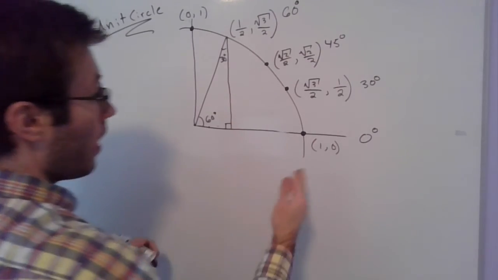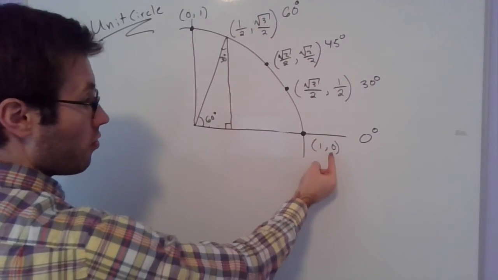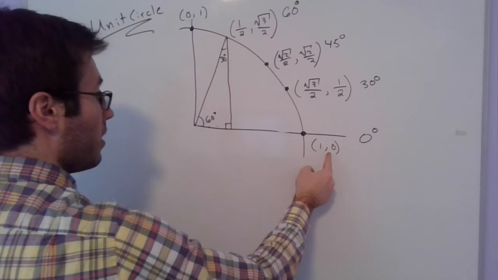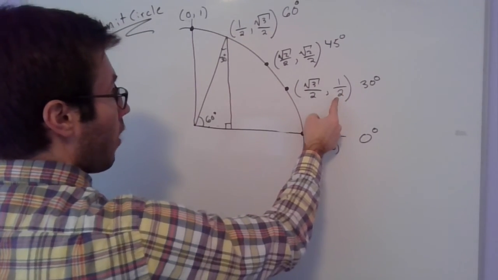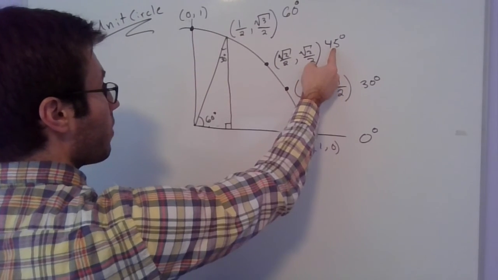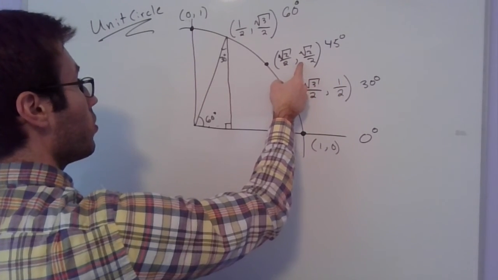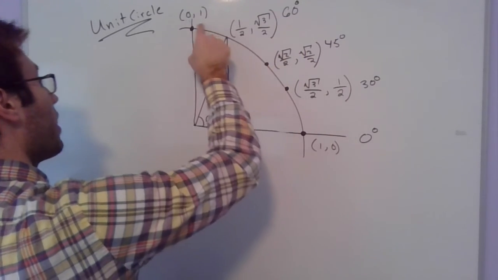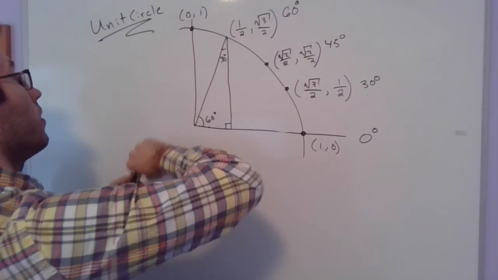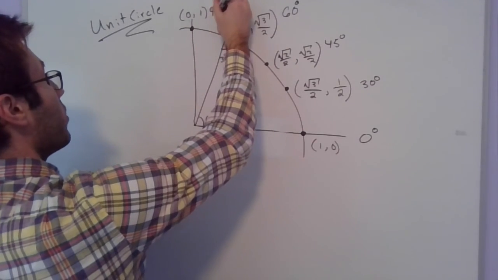Okay, and as you can see here, sine of 0 is going to give me 0. Sine of 30 degrees is going to give me 1/2. Sine of 45 is square root 2 over 2. And sine of 60 is square root 3 over 2. Sine of 90 is going to be 1. So this would be 90 degrees over here.